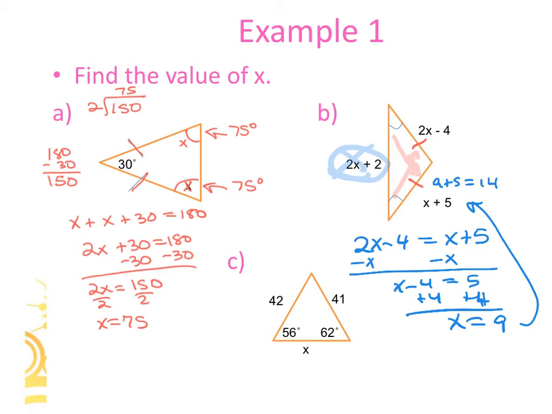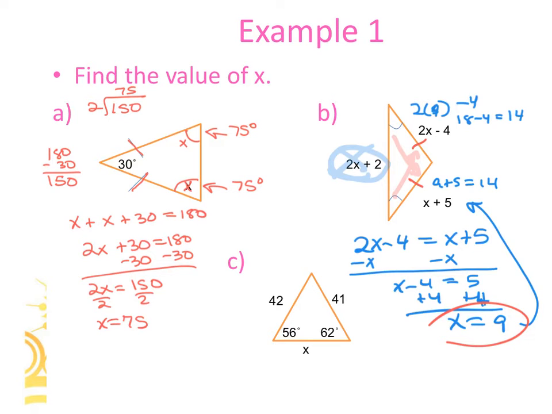One way you could check to see if you've done it right: remember, once you plug this in, you should be getting 14. So 2 times 9, 9 and 9 is 18, minus 4 is 14. So these two numbers should end up being the same. But the question only asks you to find x, so you could have stopped here and said x equals 9.